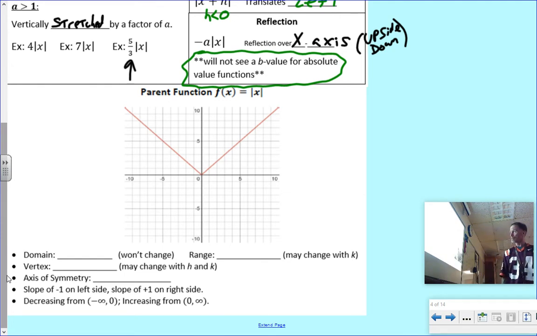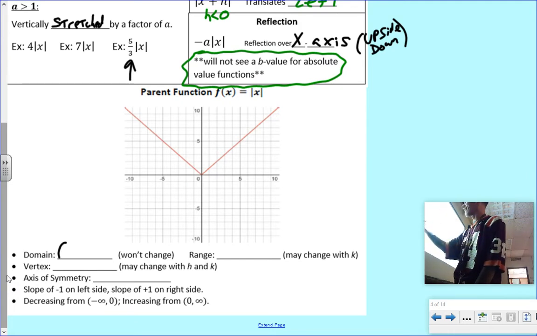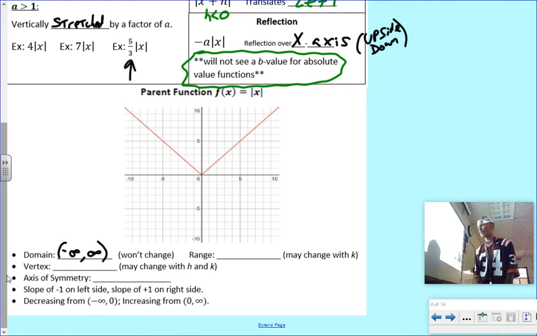Some other properties of absolute value functions that you should definitely remember from last unit, and maybe a couple of new terms also. Remember the domain was all real numbers. That's never going to change. It doesn't matter what's going on transformation-wise. It's always going to be from negative infinity to infinity.